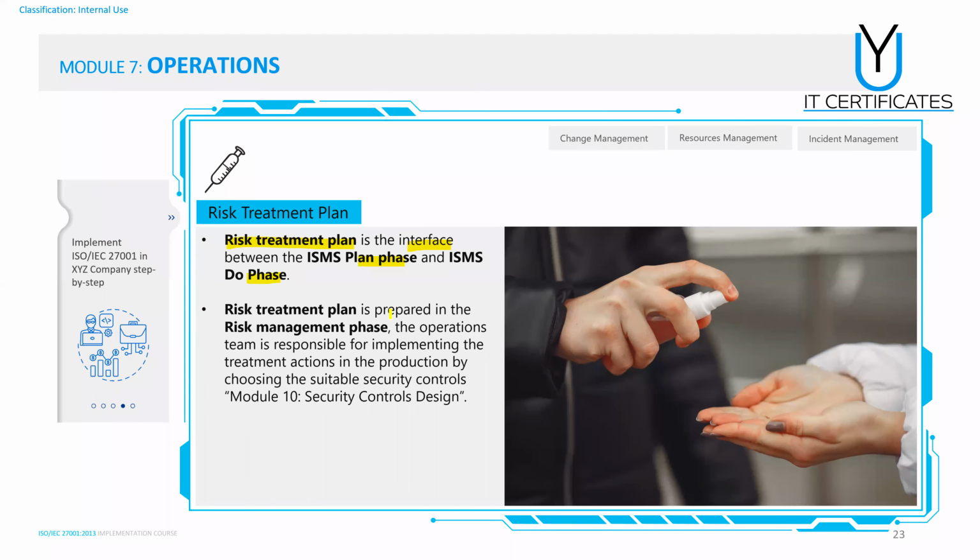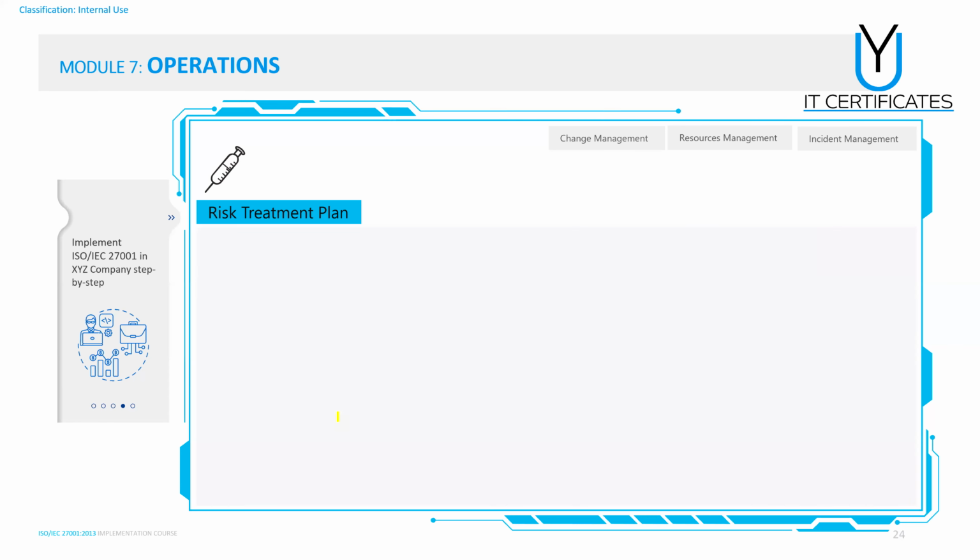The risk treatment plan is prepared in the risk management phase in clause number 6. And the operation team is responsible for implementing the treatment option in production by choosing the suitable controls. We have a dedicated module for security control design, module number 10, the last module in this course. Then number 1, we have to work on the risk treatment plan for XYZ company. We have to work on the treatment plan, which was developed in the risk management, and implement the security controls.